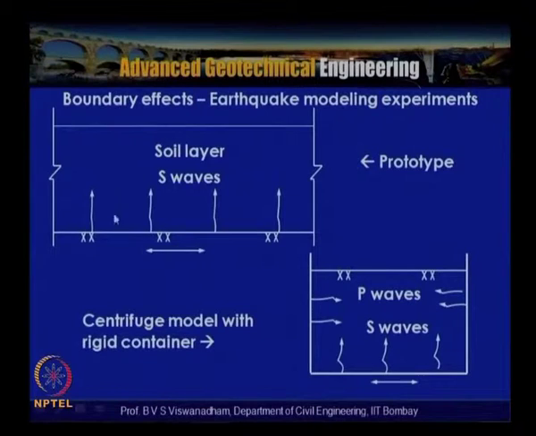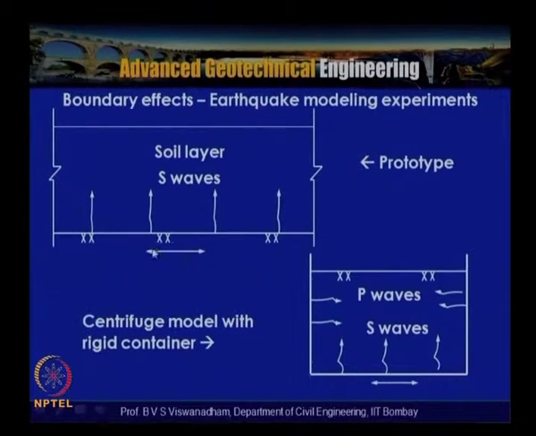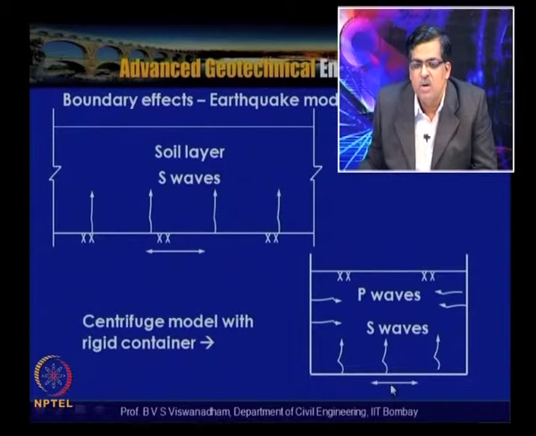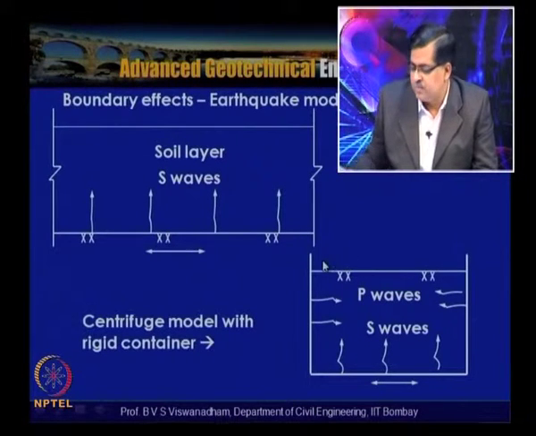In the prototype, when it is subjected to a certain ground motion, because of the infinite boundaries only secondary waves are generated. But when a centrifuge model with a rigid container is used, the seismic excitation also generates P waves, the compressional waves, and other superficial waves which cause multiple reflections. These are going to affect the structure being studied and can lead to misinterpretation of results.